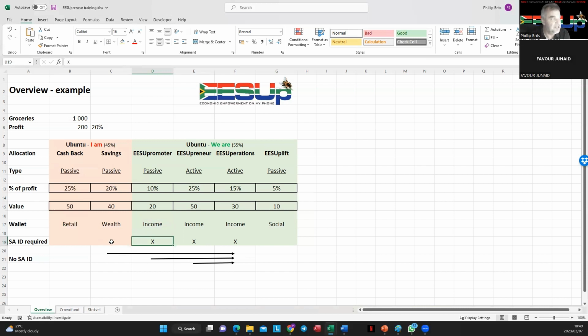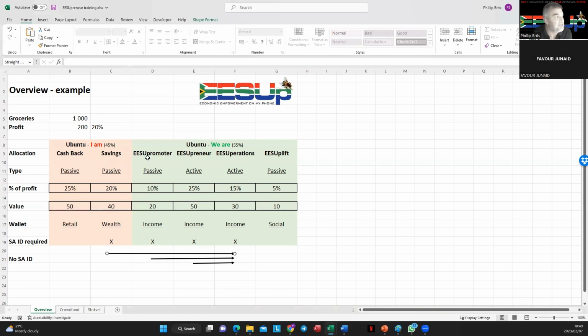So what is important is that to benefit from the wealth wallet and the income wallet, you need to be a SA resident. You need to have a SA ID on the EaseUp system. The reason we do that is we need to verify that you are older than 18 years, because now we're starting to enter into legal contracts with you. So the only way we can verify that is with your SA ID. So if you're not an SA resident, then any money that accumulates into your wealth and your income wallet gets distributed to the overhead fund, okay, which I'll get to now.